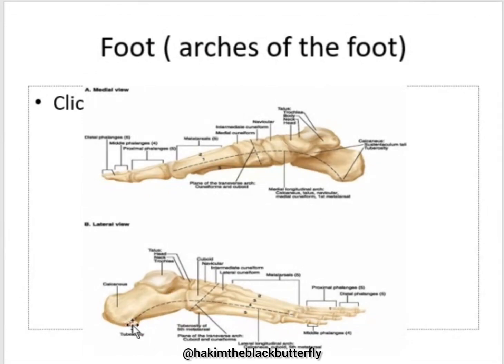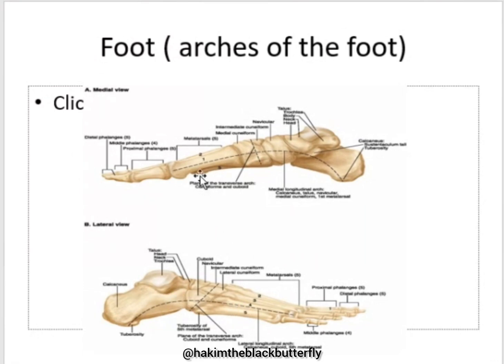Then the lateral longitudinal arch is made up of these bones, the calcaneum, the talus, meaning that this talus forms both the lateral and the medial. The calcaneum also forms the lateral and the medial. So the lateral longitudinal arch is also formed by this bone, the calcaneum, the talus, the cuboid bone, and metatarsals 4 and 5. These bones are the ones which form the lateral longitudinal arch.